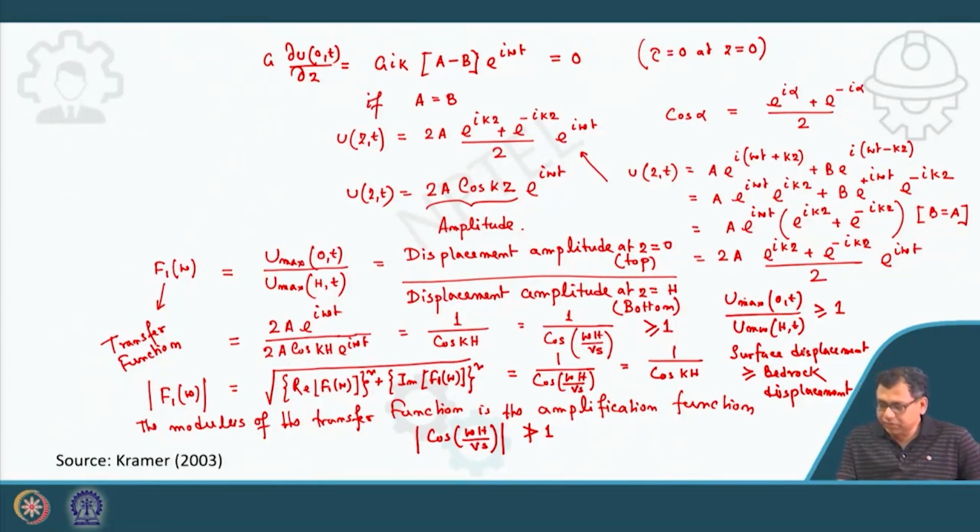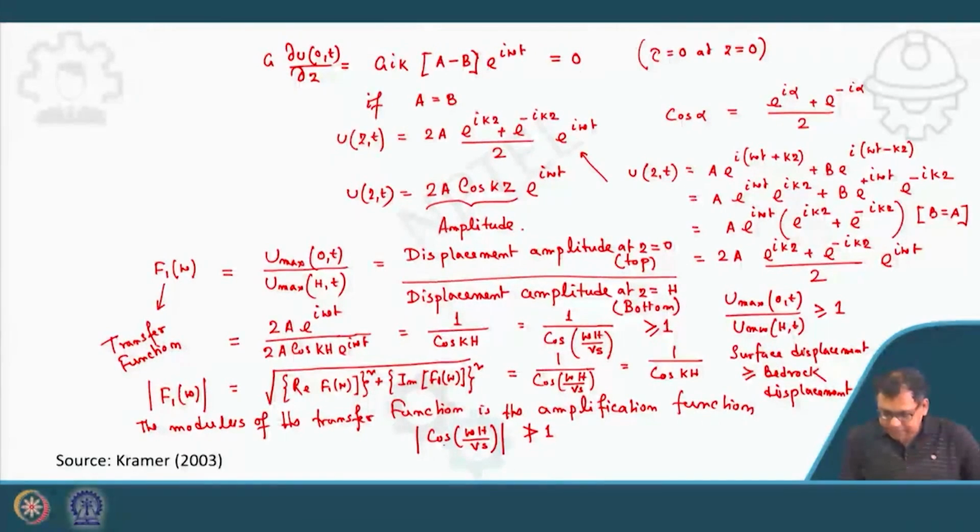Clear? Because u max at the surface is always greater than or equal to the displacement at the bottom bedrock. So, this way I can write it, or if I draw it. Now this kh term I can express by pi by 2 plus n pi, because I want to get the maximum. So, maximum will be at pi by 2.